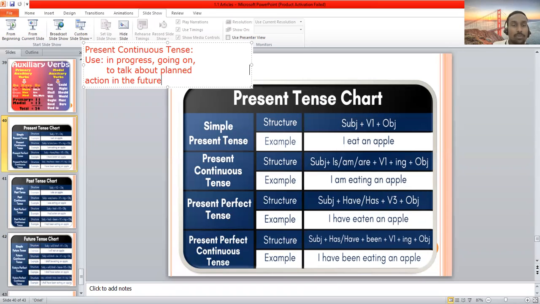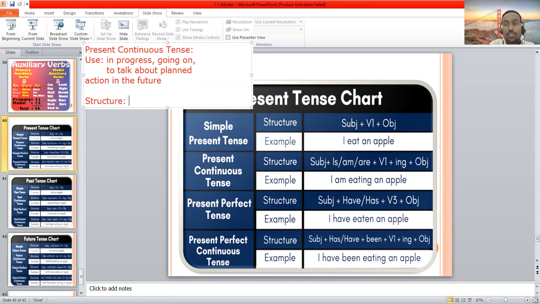So now you people just tell me what kind of structure we are able to see here. The structure of present continuous. How will it come? Subject. Yes, initially there is subject, then am/is/are, yes, that is important. Then V1 form, V-ing. V1 with ing. Then object, okay, then the remaining part of the sentence. It can be object or cannot be.